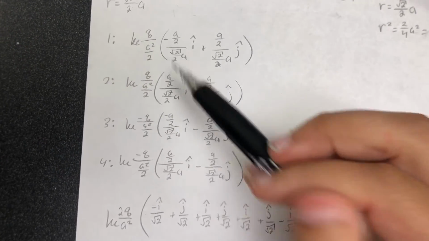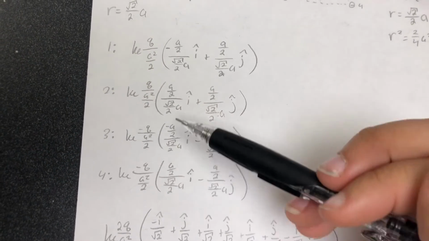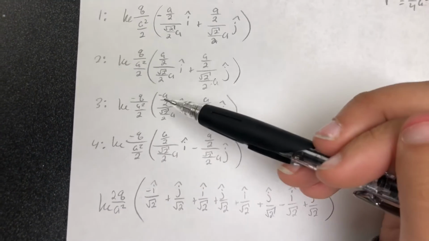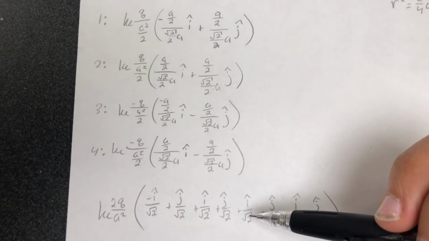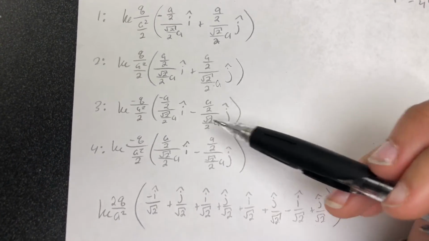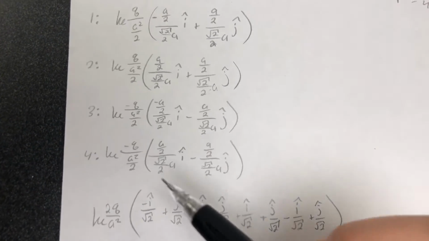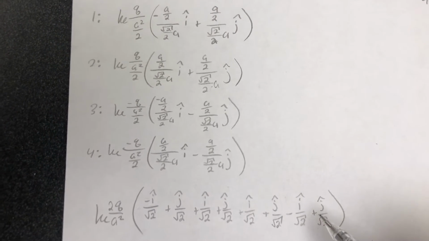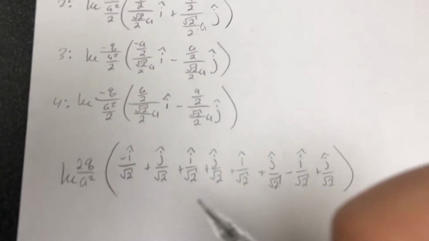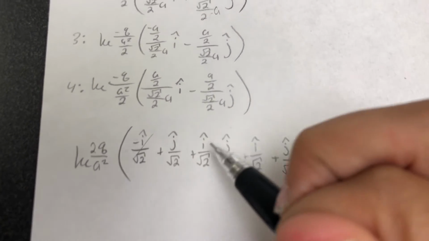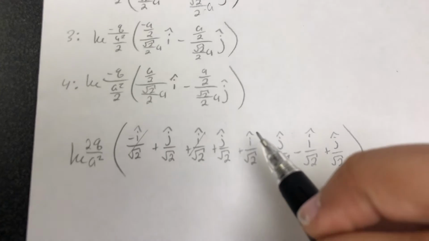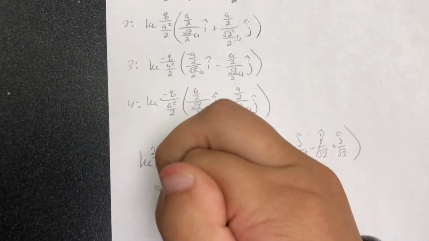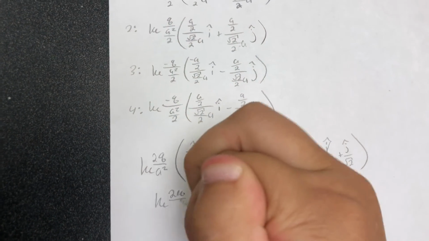So we have a positive times a negative there, positive there, positive there, positive there, then a negative and a negative, so that's our positive there. Then a negative and another negative, that's a positive there. Negative and positive gives a negative, and a negative and a negative gives a positive. So now we have all this, and we have a minus I hat, plus I hat, so those are going to cancel. Then a plus I hat, minus I hat, those are going to cancel. So then finally we're left with KE 2Q over A squared.